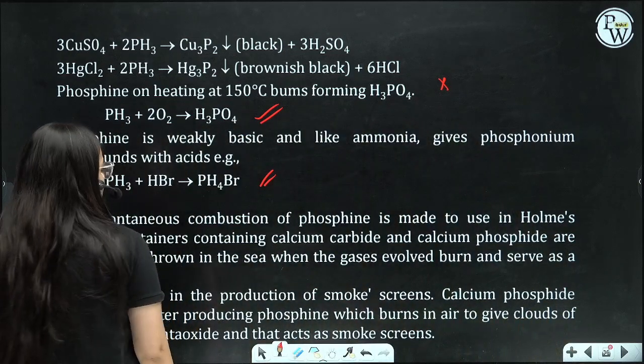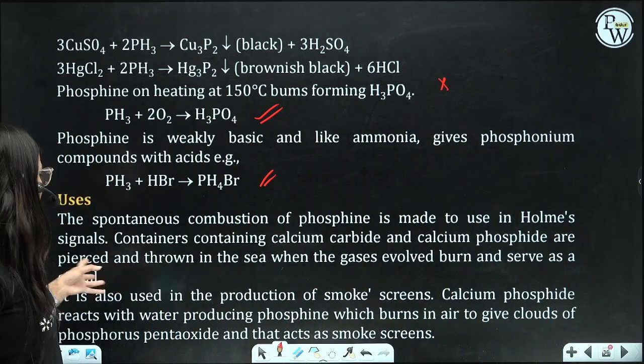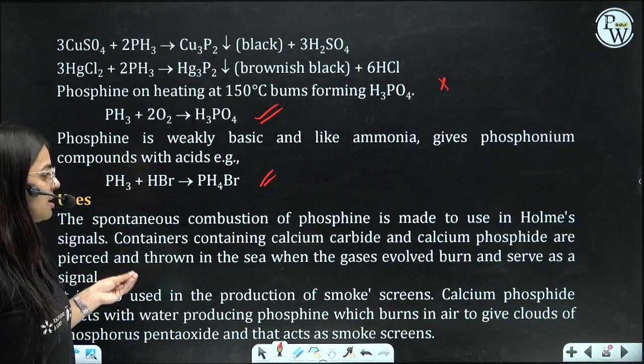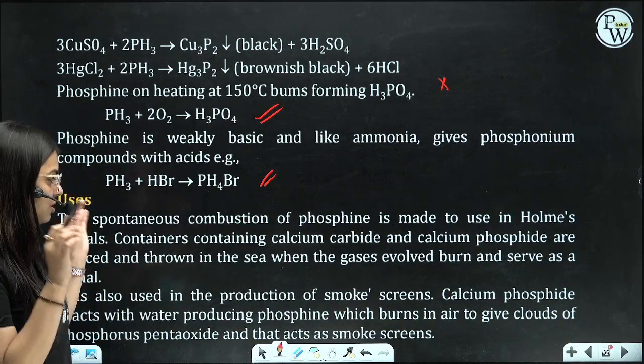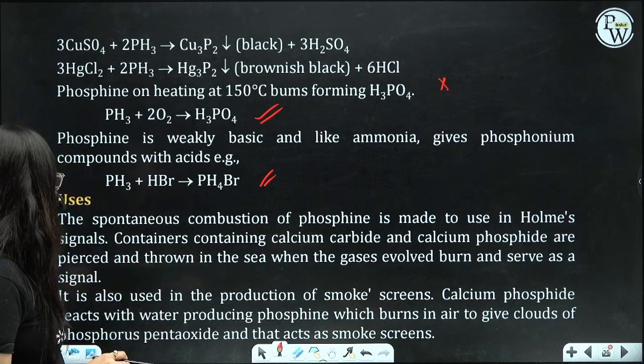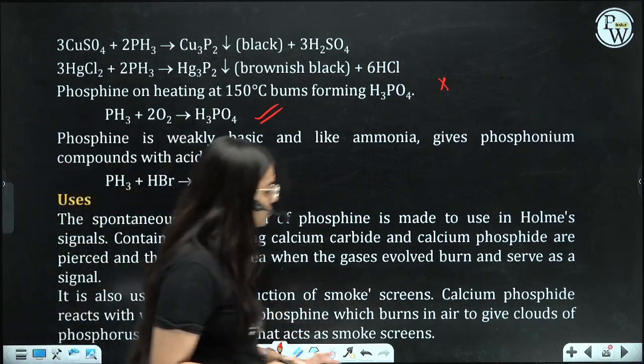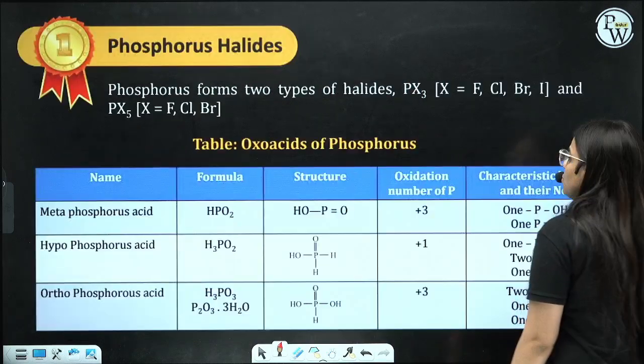Uses: the spontaneous combustion of phosphine is made use of in Holme's signals. Containers containing calcium carbide and calcium phosphide are pierced and thrown in the sea. When the gases evolve and burn, they serve as a signal, right? So it can be used for that purpose.